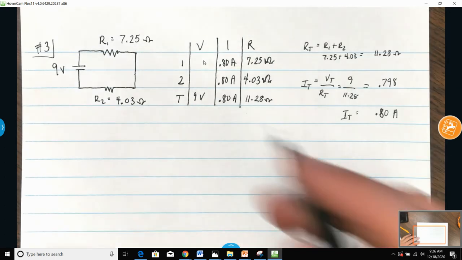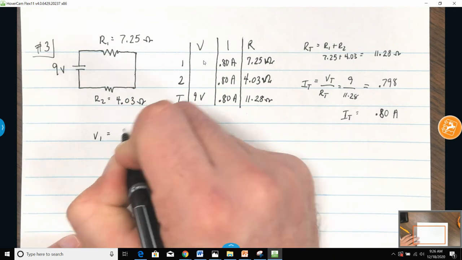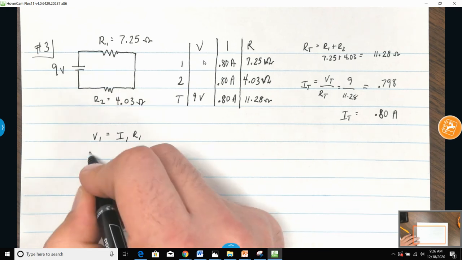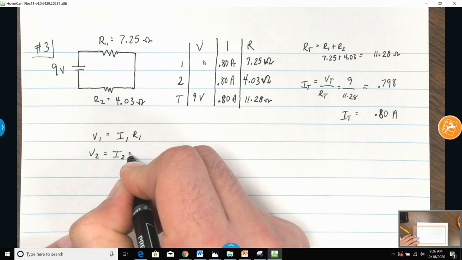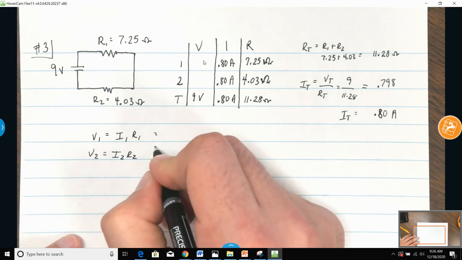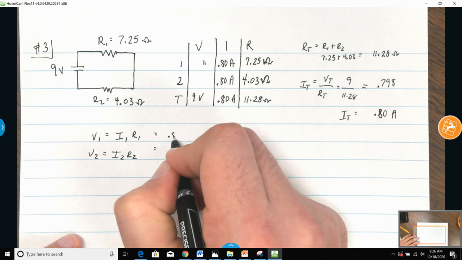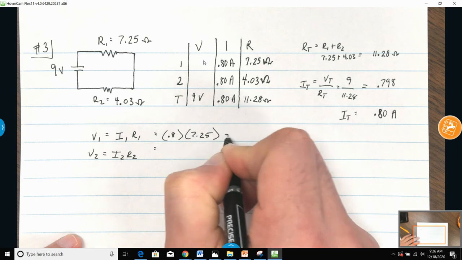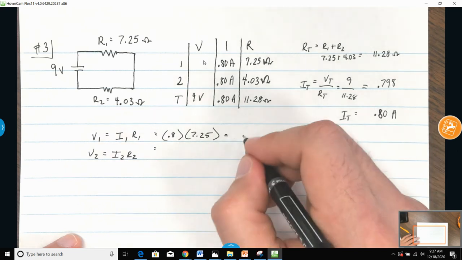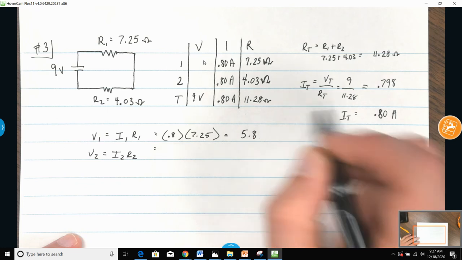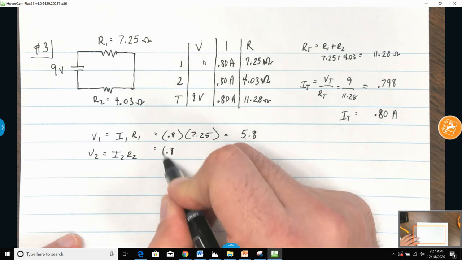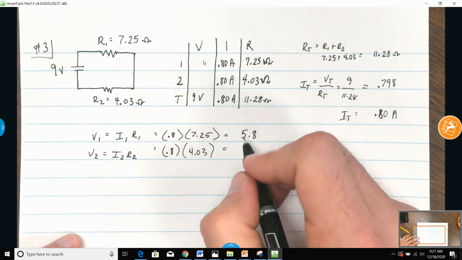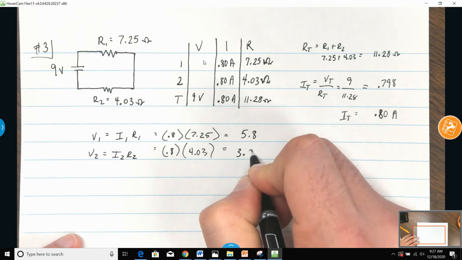Now we have to find our voltage drops. So V1 is going to equal I1 times R1. V2 is going to equal I2 times R2. So 0.8 times 7.25 comes out to give me 5.8. And this comes out to be 3.22.